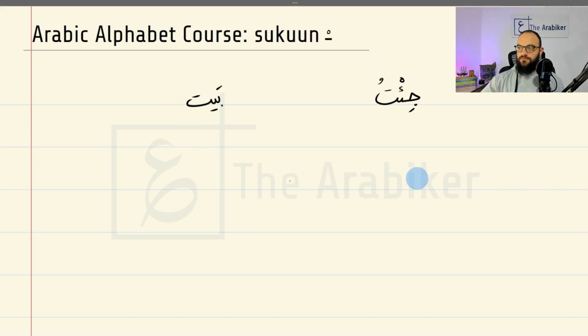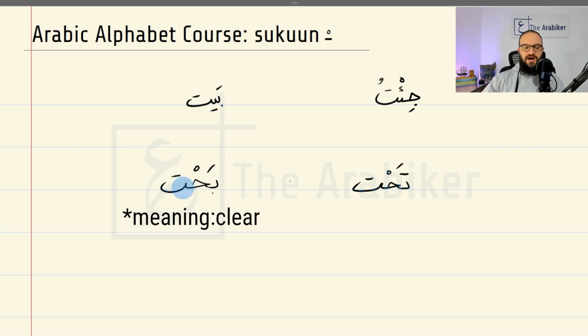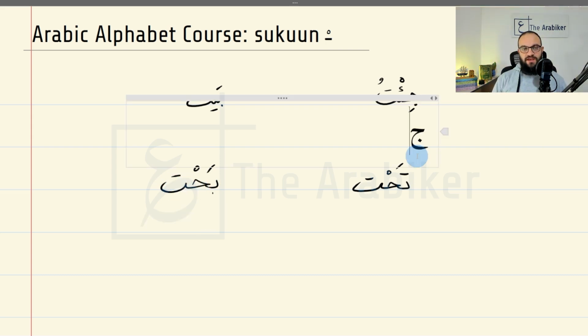Another example. The word taht. See the ha here is sukooned. Taht. Which means under or below. Last word. Baht. Now again, let's see how these words would look like using the font.